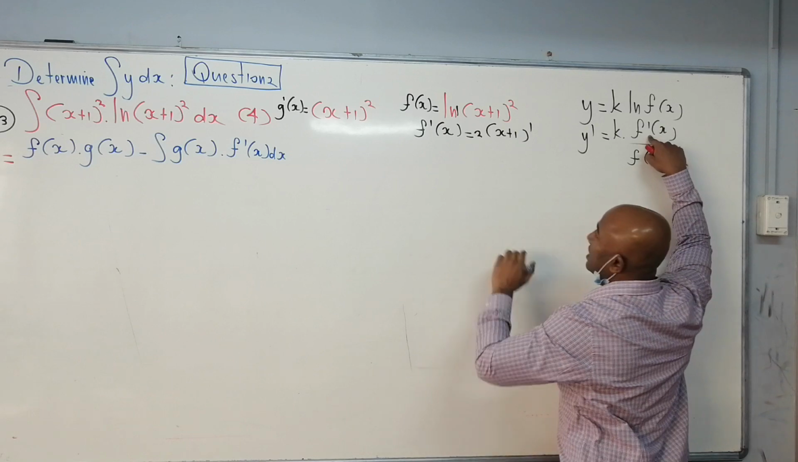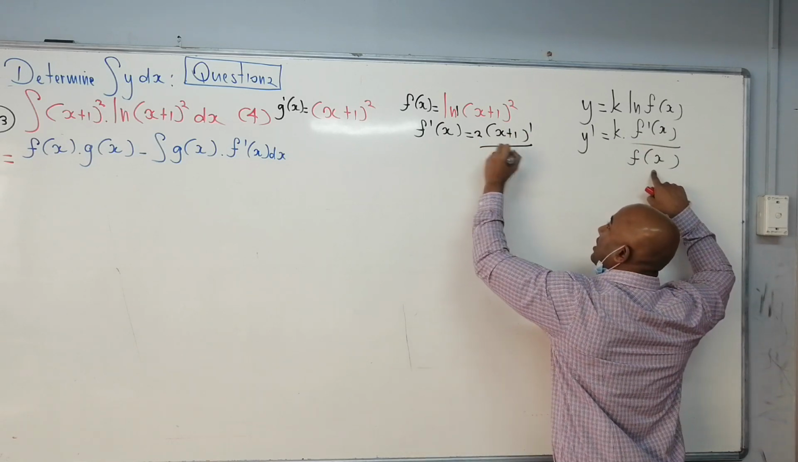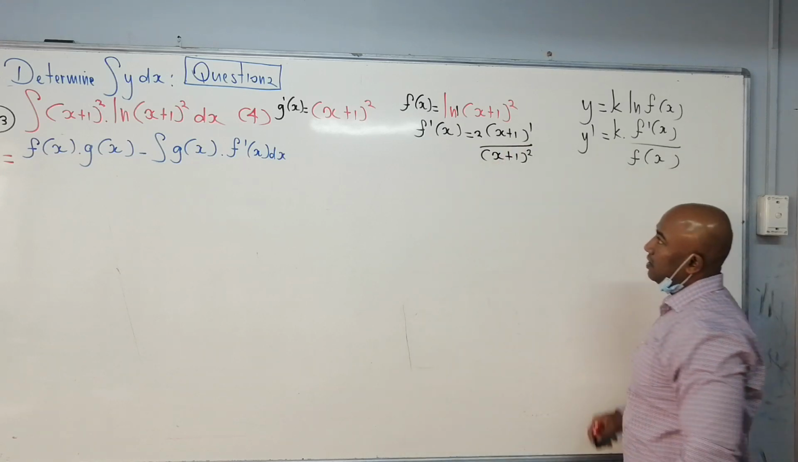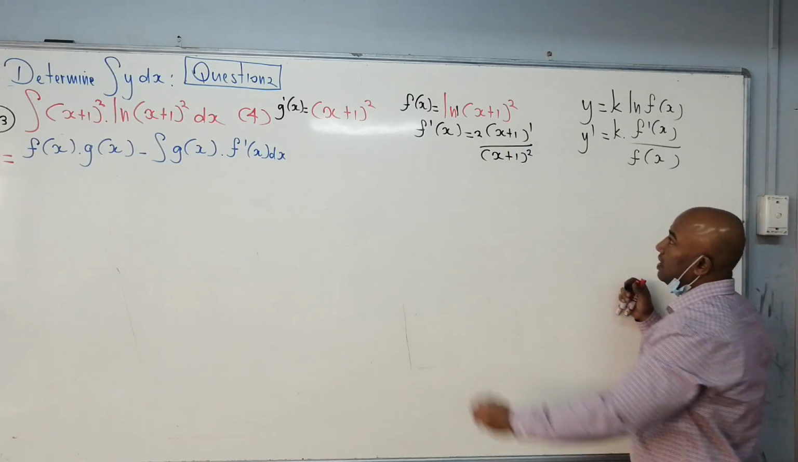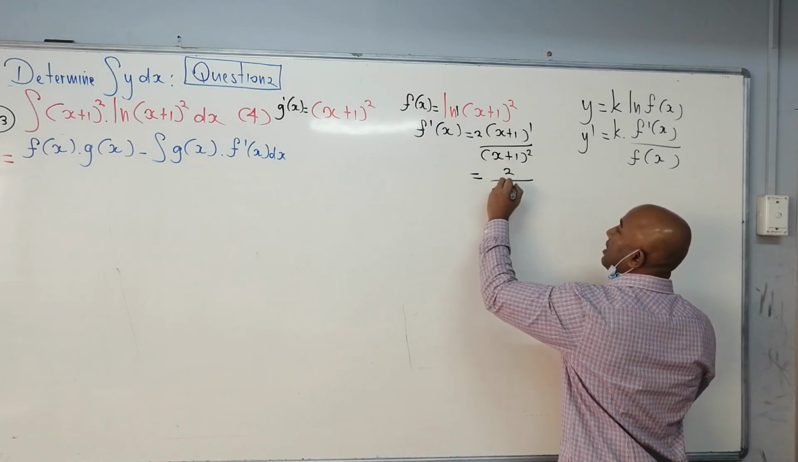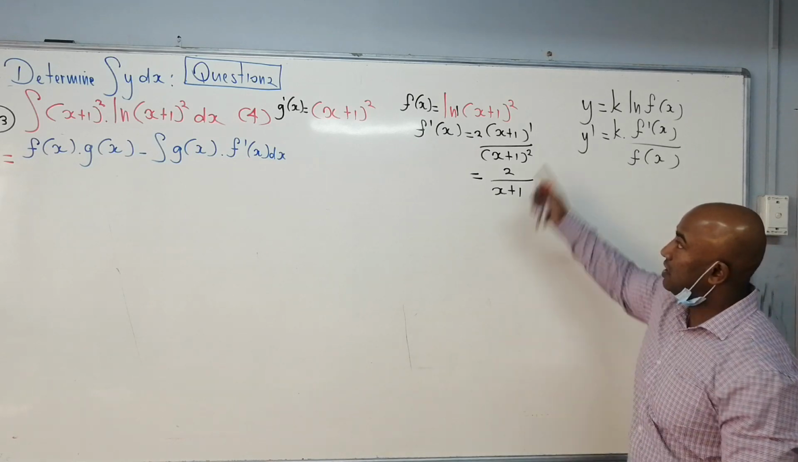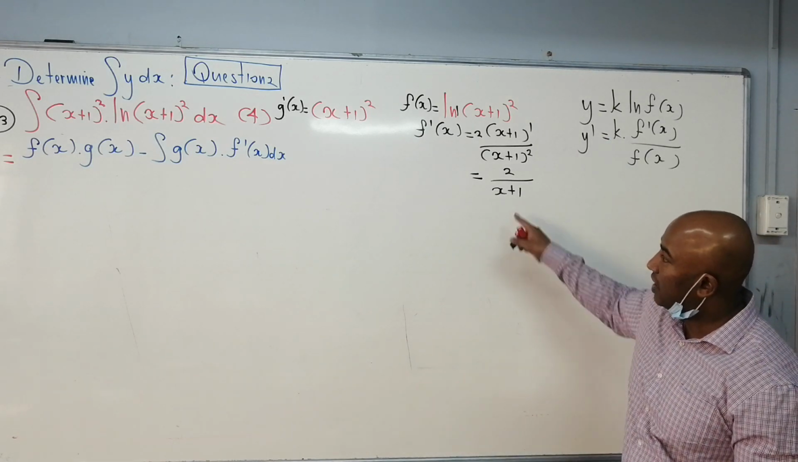So that is my numerator, all divided by f of x, which is (x + 1)². Clear with that? f'(x) divided by f(x). So therefore, the answer is going to be 2 all divided by x + 1. You can see, obviously, x + 1 will cancel that. So this is my f'(x).